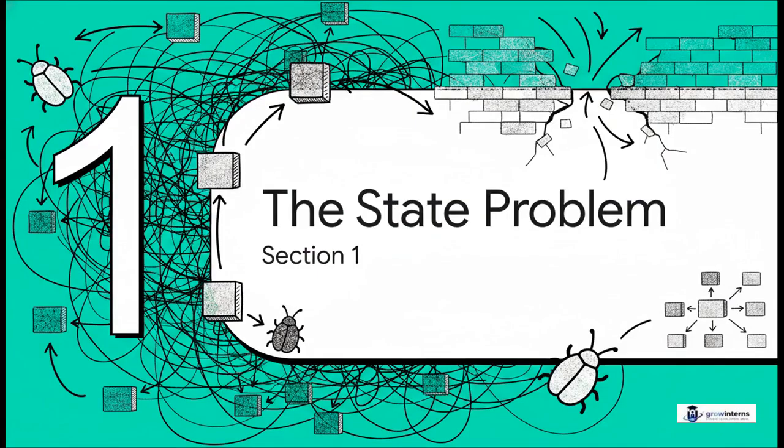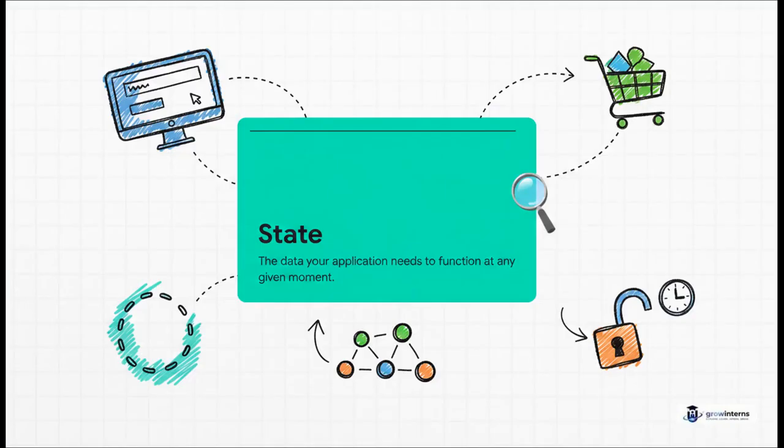Section 1, the state management problem. Because every React developer eventually hits this notoriously tricky wall as their application begins to scale. Right, before we solve the problem, we've got to define what we're actually managing. State is, simply put, the data your application needs to function at any given moment. In modern 2026 applications, we're talking about form inputs, the items in a shopping cart, whether a user is logged in, or even just UI loading states. It is the living, breathing data of your app.